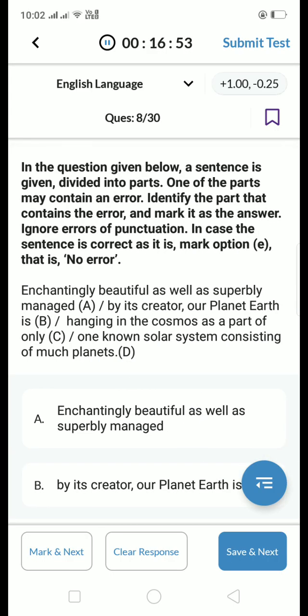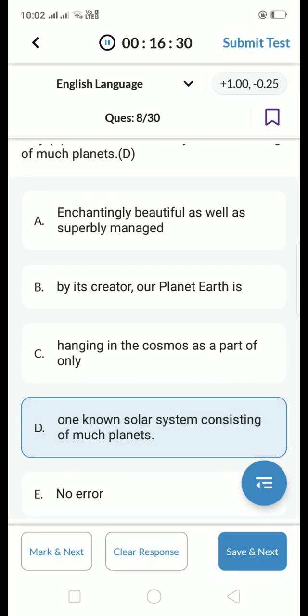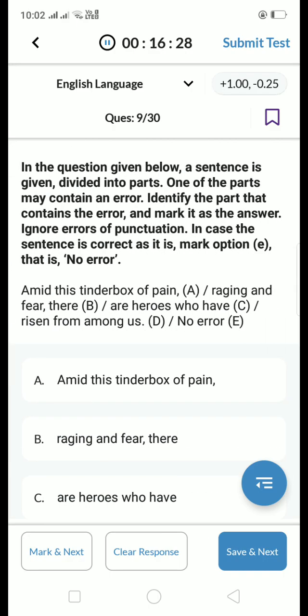Enchantingly beautiful as well as superbly managed by its creator. Our planet Earth is hanging in the cosmos as a part of only one known solar system consisting of much planets. Okay, यहाँ पे much planets होगा नहीं, many planets होगा, because planets is again a countable noun. Much हम लोग use करते हैं uncountable noun के लिए, like much water has been spilled. लेकिन there were more people, like because people is countable.